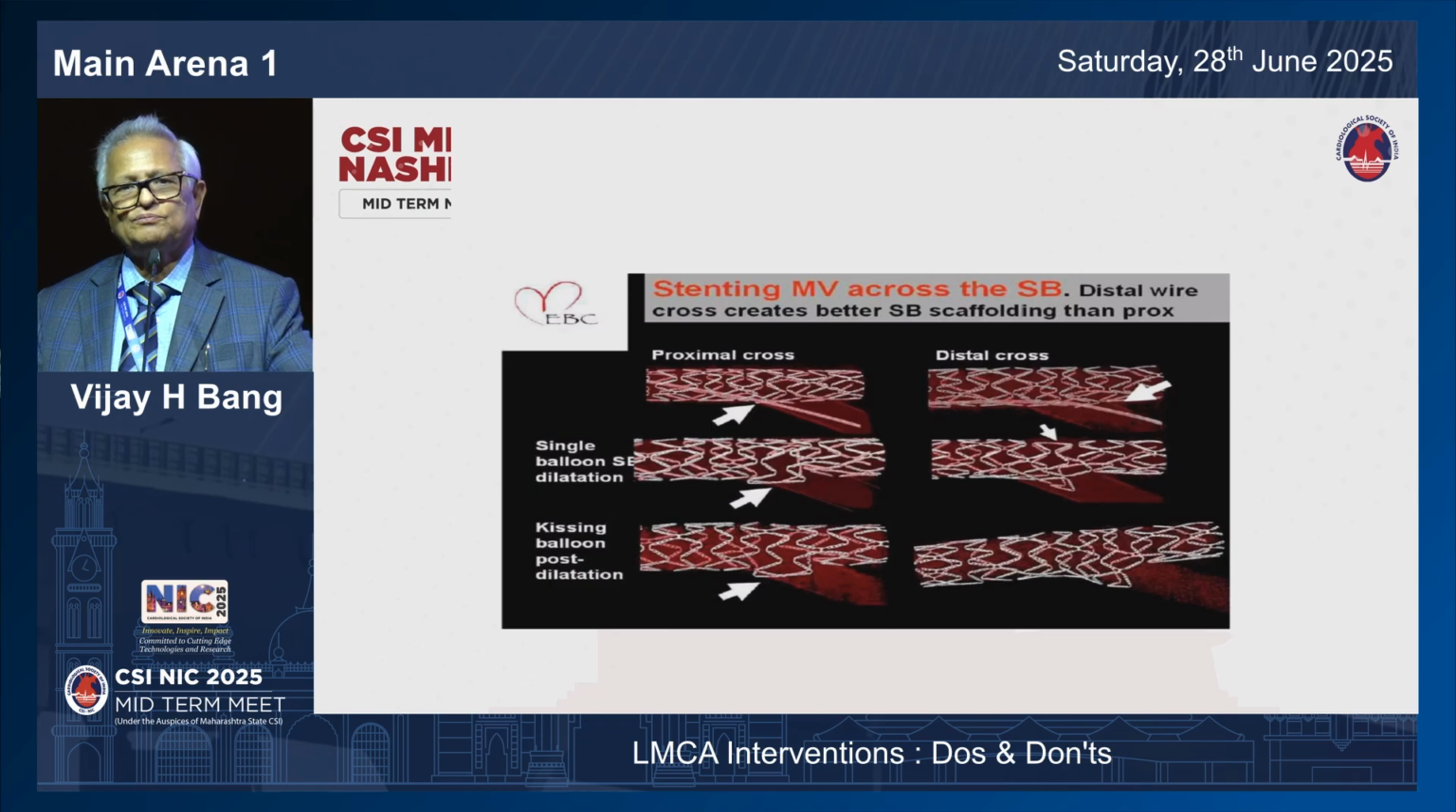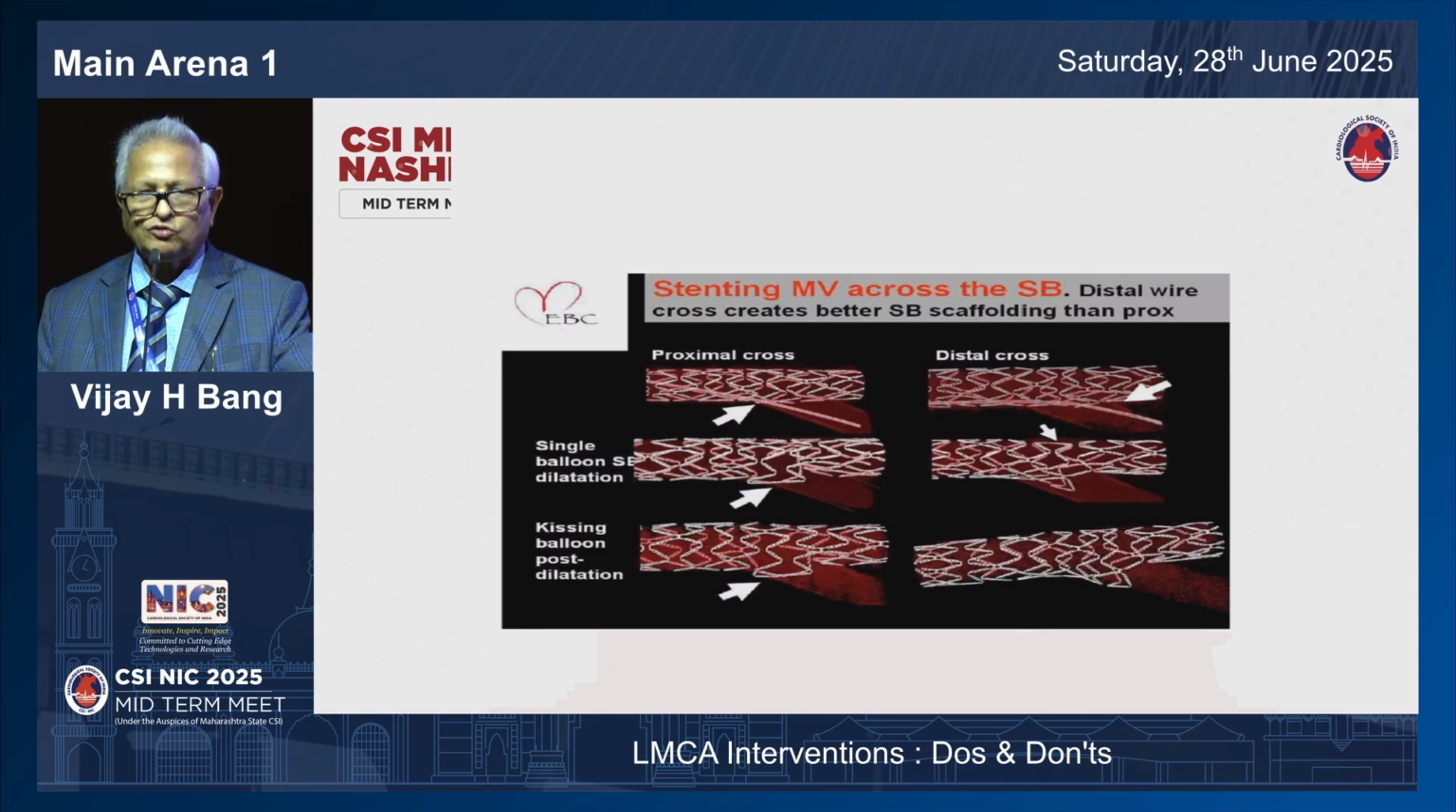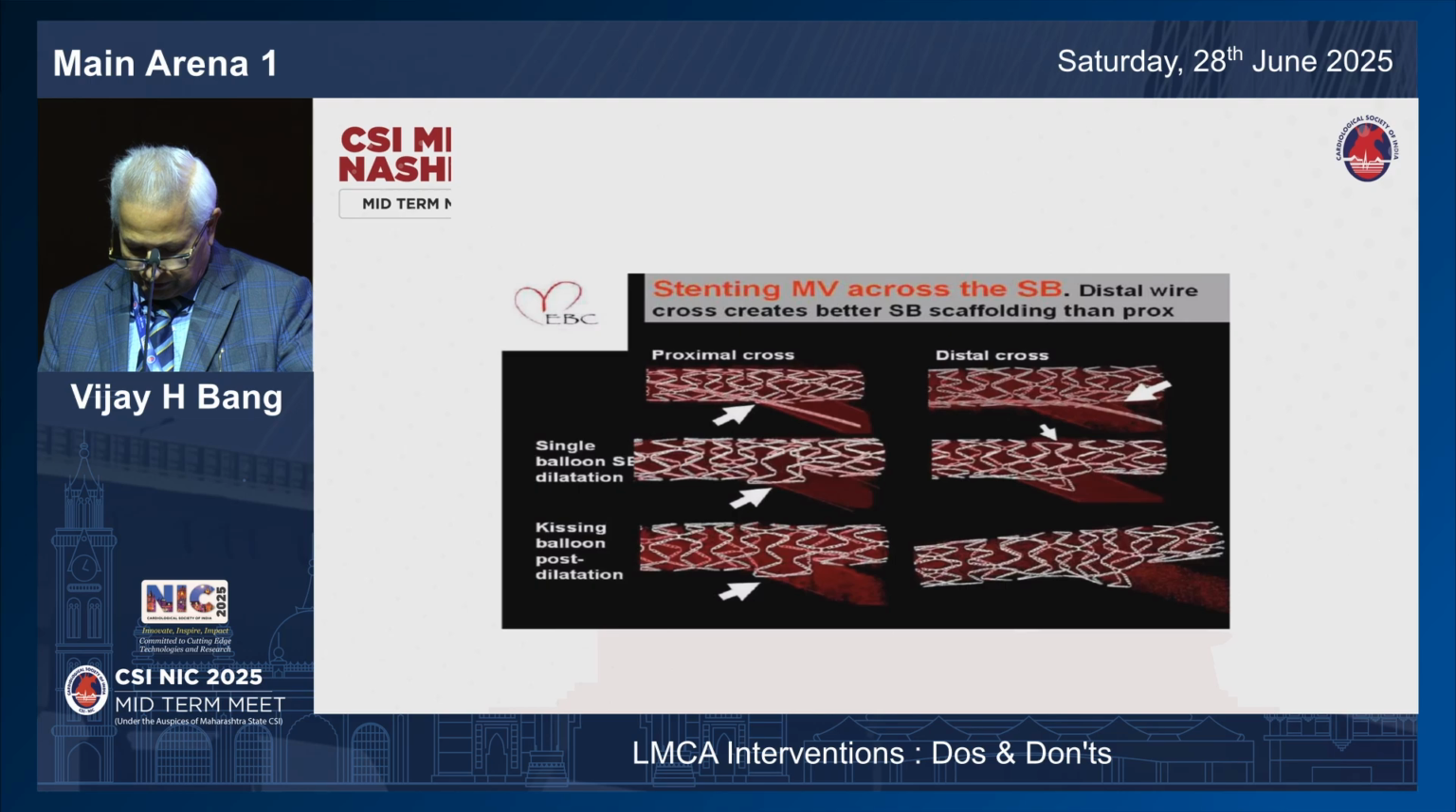Now, when we do a single crossover stent, we may have side branch occlusion for that matter, and we need to do a kissing balloon. If you need to do a kissing balloon, then you must ensure that your wire is going through the distal strut, not through the proximal strut, to obtain an optimal result and good opening of the LCX ostium.